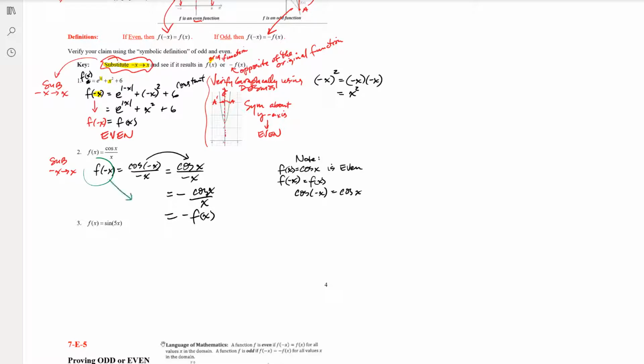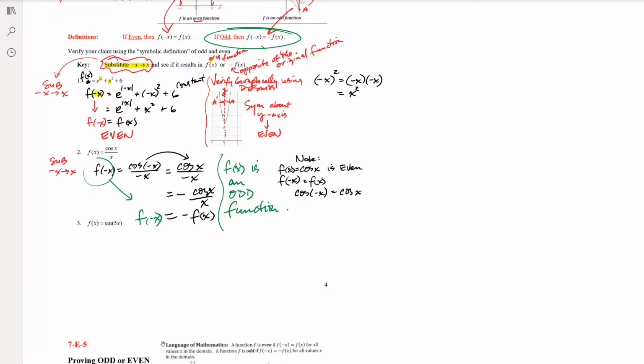So this right here, f of negative x, is actually equal to negative f of x, and that is the definition of odd. And so my conclusion is that f of x must be an odd function, because it satisfies this definition of what it means to be odd.